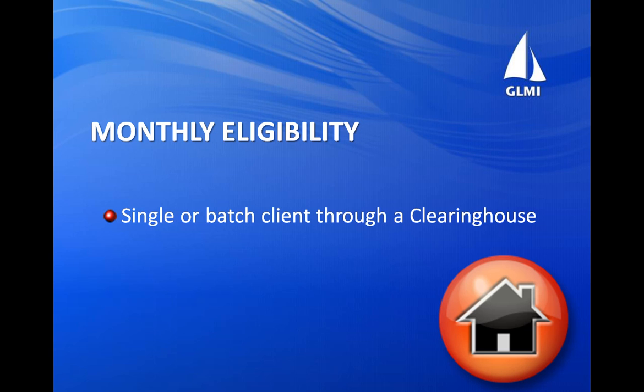Now we're going to discuss batch eligibility. Although your Ubiquity system is capable of generating both a 270 and 271 eligibility batch file, we are only going to discuss a 270 in today's video. This file allows you to submit a batch eligibility request through a clearinghouse for more efficient verification. If you do not currently use a clearinghouse or would like further information on how this process works, please contact GLMI Billing Services after this webinar.